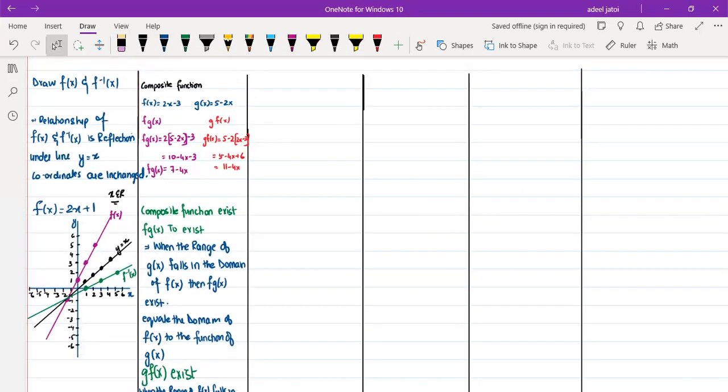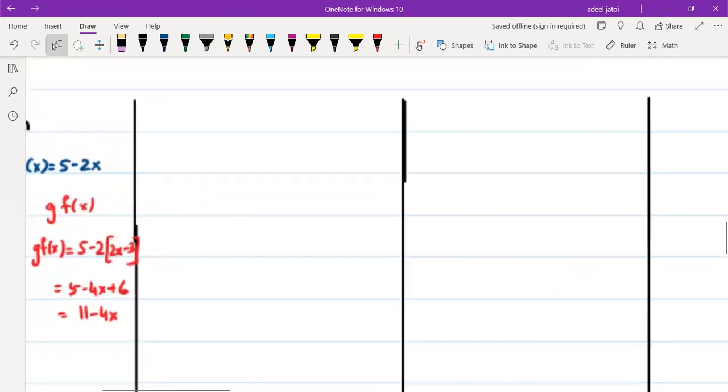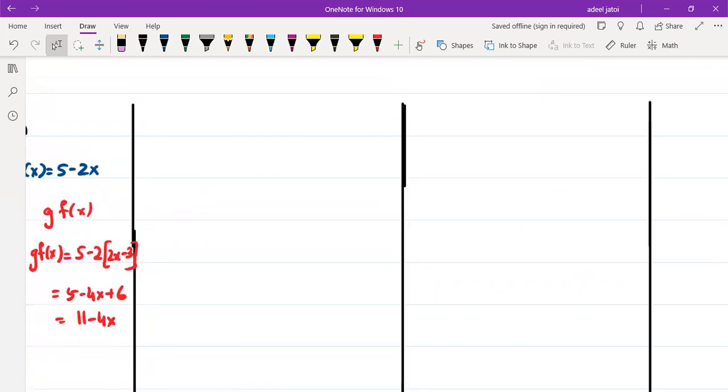But now, most importantly, what you need to understand is the range of a composite function.